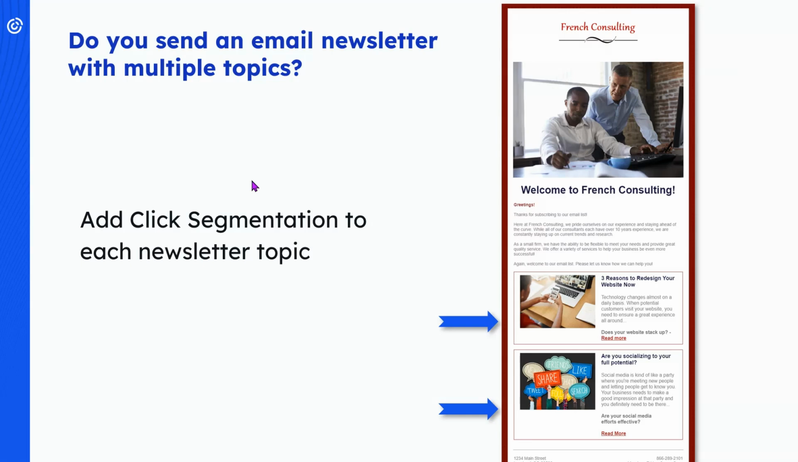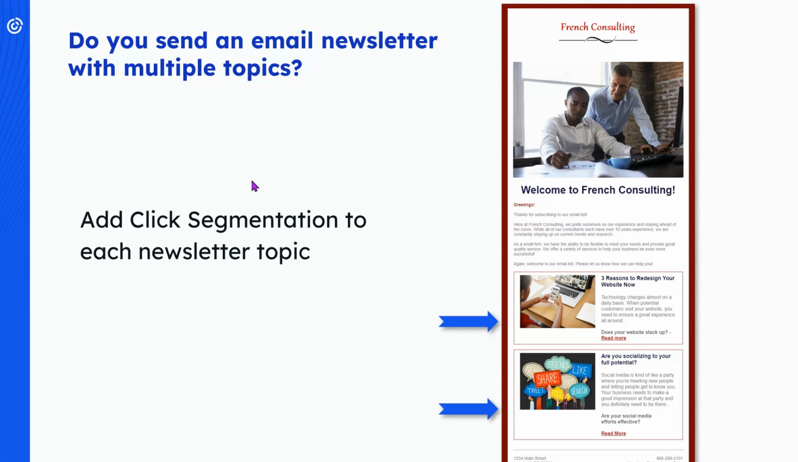Perfect. Awesome. So as you can see, when people click on things, they're interested in it. So when you use that click segmentation, it's going to be great for the scenario. So you can send your newsletter that includes a link for each topic to read more or to purchase your product or whatever it is.